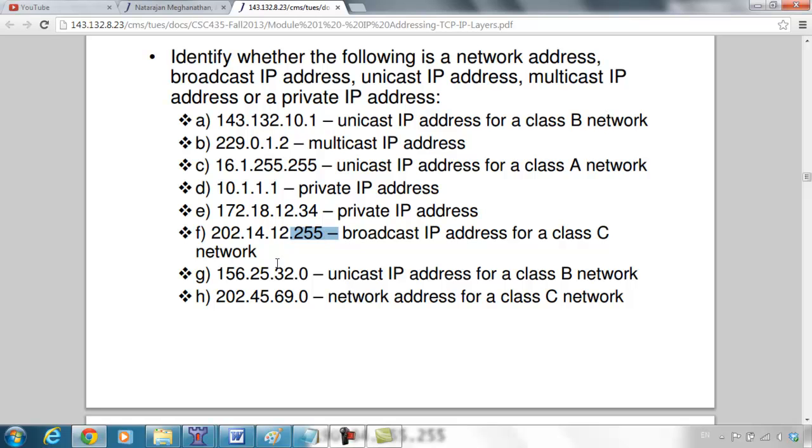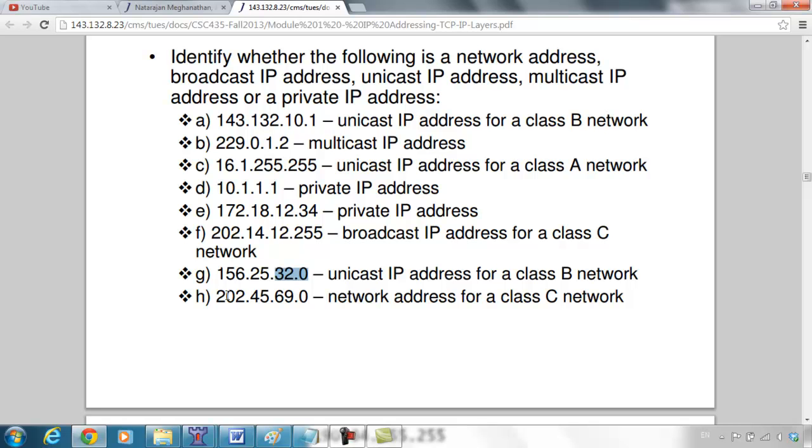Then 156.25.32.0. 156 is a class B, so the last 16 bits should be the host part. If all the 16 bits are 0, then it is a network address. But here we have 32.0, not all of them zeros, so it's a unicast IP address for a class B network.